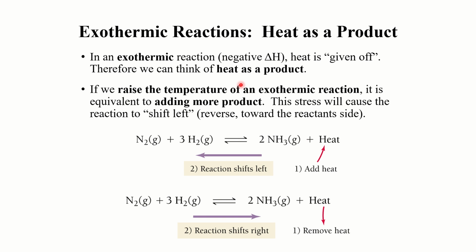If we raise the temperature of an exothermic reaction, this is equivalent to adding more product. And so if I'm adding product, I'm adding something to the right side. If I'm adding something to the right side, I need to shift left in response to rebalance the reaction. So raising the temperature would cause the reaction to shift left. If I decrease the temperature, that's the equivalent of removing heat. So it's like removing something from the right side. If I'm removing something from the right side, I need to shift right in response to rebalance that equilibrium.